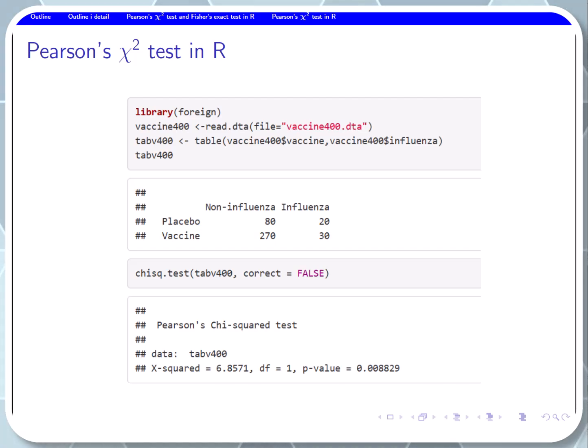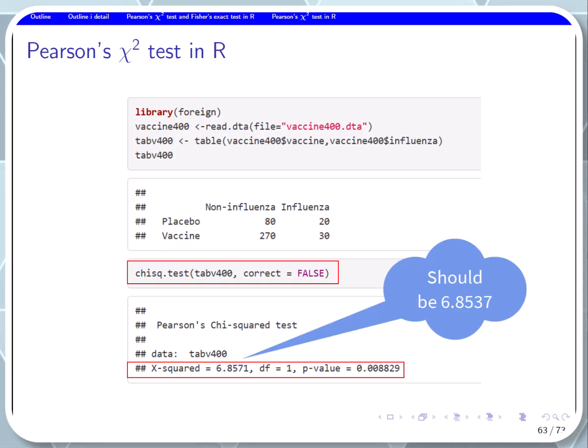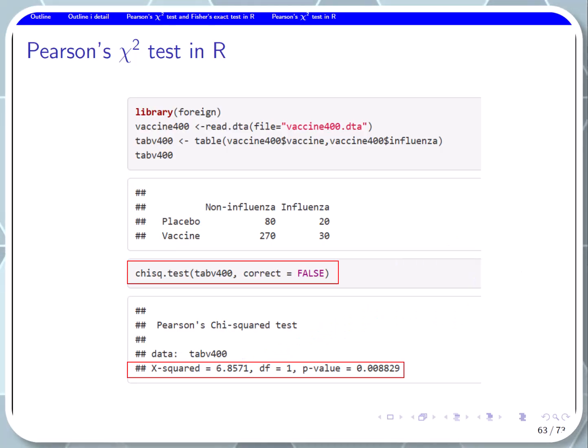The command line in the third box carries out Pearson's chi-square test. The last line in the fourth box displays output from Pearson's chi-square test. Chi-square value is 0.8571, degree of freedom is 1, and p-value is 0.00829.